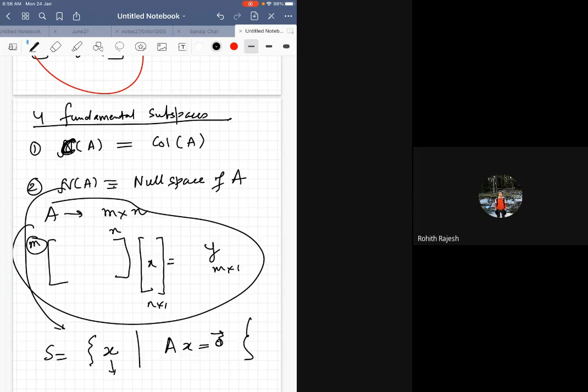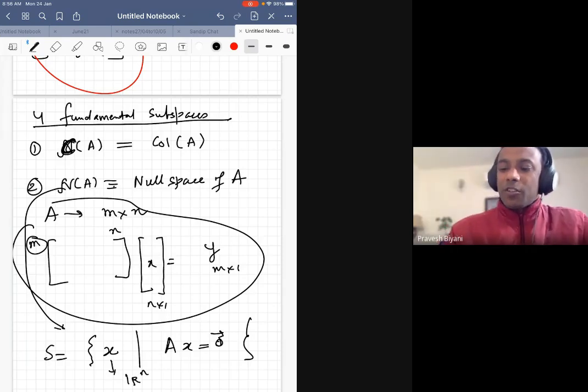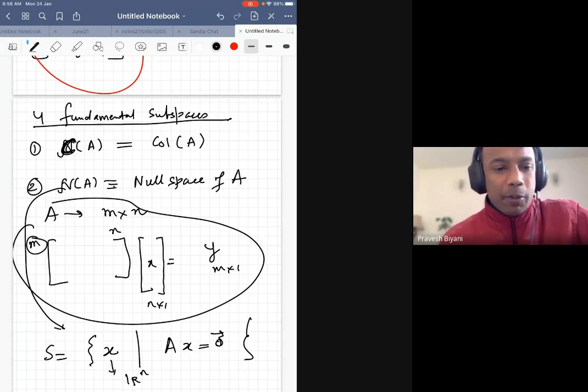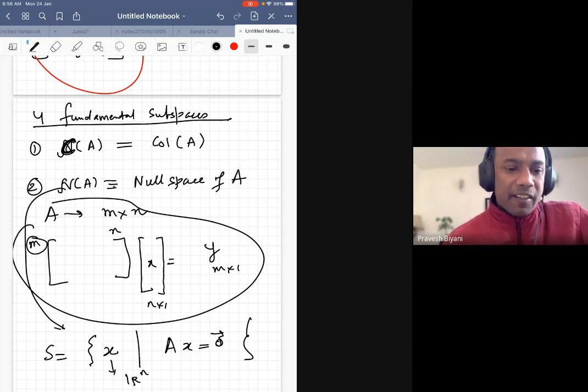N cross 1. N cross 1, right? So this is N cross 1. Okay, so this is a very, very important point to understand. This is a very crucial difference to understand: if A is not a square matrix, then the element of column space and element of null space have different dimensions.